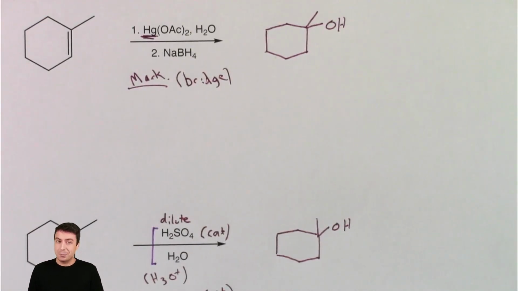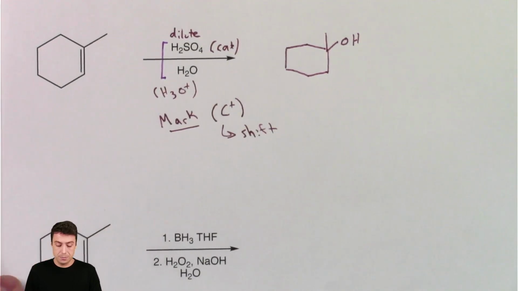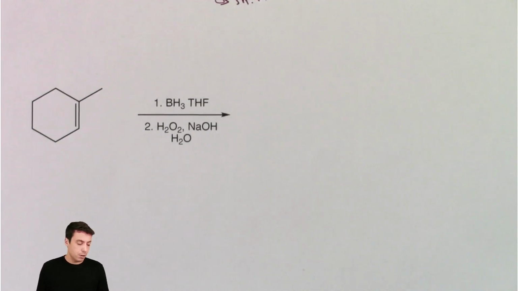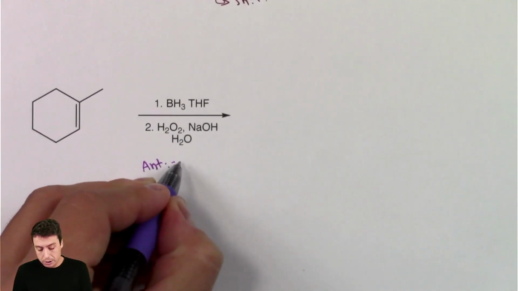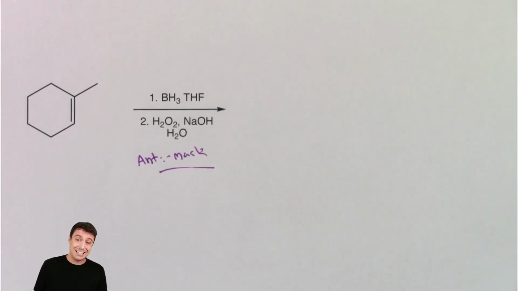But just keep an eye out because if there's a better position next door, carbocations can shift. Bridges don't. What about BH3·THF? So boron, this is one of your anti-Markovnikov reagents. So boron is the anti-Mark addition of an OH and a hydrogen.